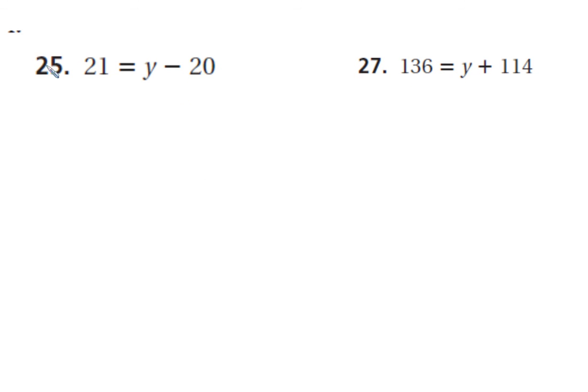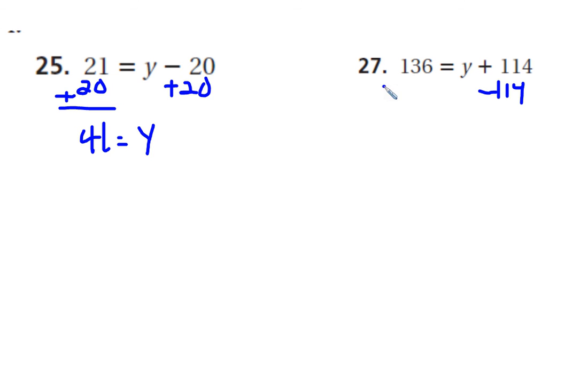Okay, for 25, we're just using inverse. Minus 20 plus 20 gives me just y alone. What I do to the left side, I must do to the right. Add 20 to each side. I get 41 equals y. So 25 is 41. And this one, I added 14, so I subtract 14. 114. So I'm left with y alone.